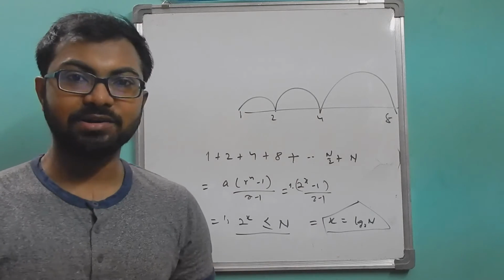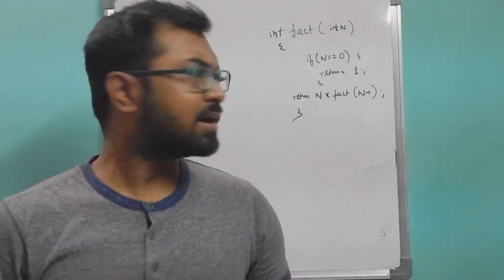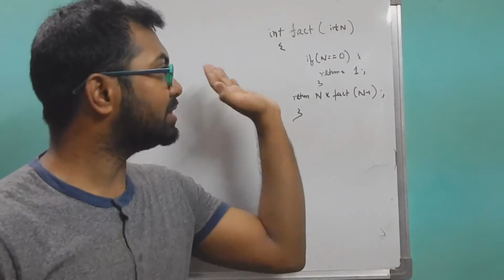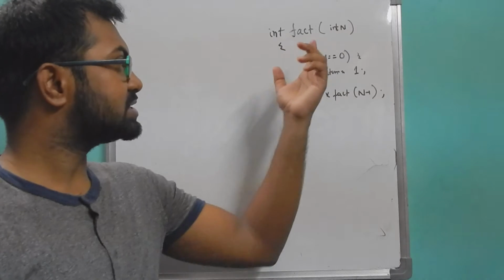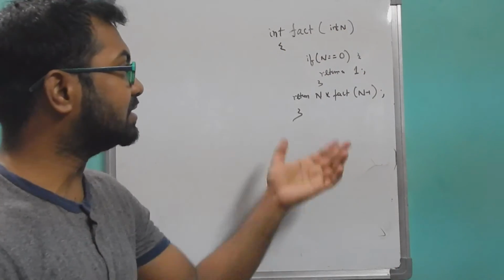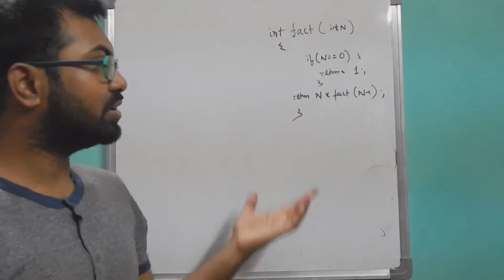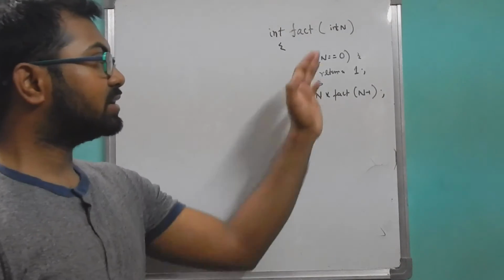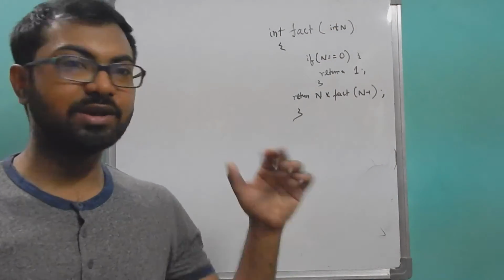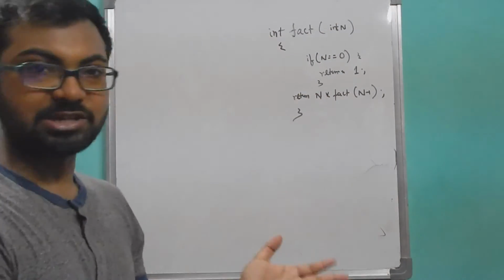Now let's start a recursive solution. Let's take this example, which is a simple factorial finding example. Given this program, which is to find the factorial of a given integer n, if n equals 0, return 1, and otherwise return n times the factorial of n minus 1. Let's see how we write the time complexity for this.